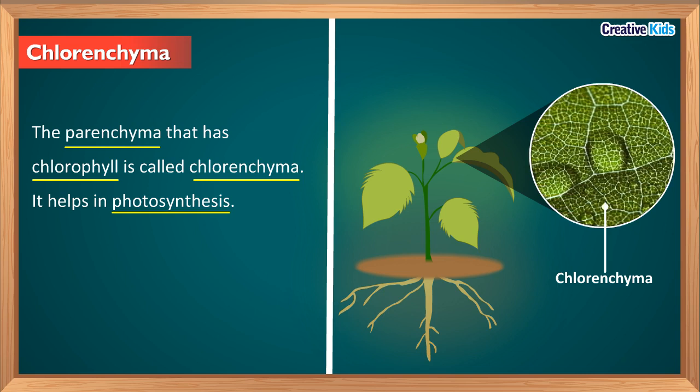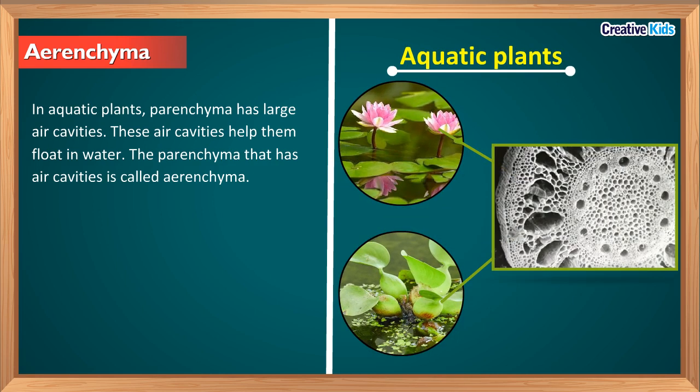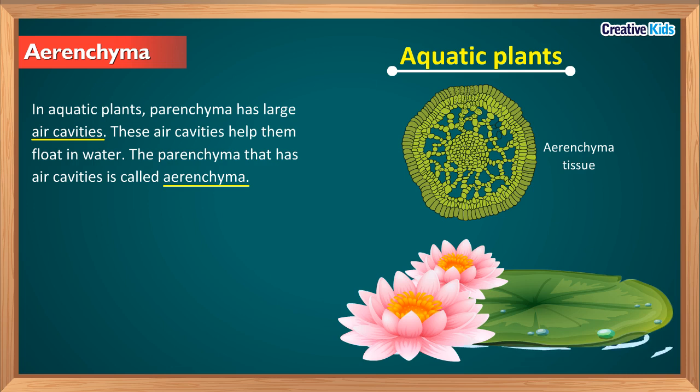It helps in photosynthesis. Aquatic plants are plants that are found in water, that grow in water, like lotus and water hyacinth. In the parenchyma tissue of these aquatic plants, there are large air cavities. Such tissues are called aerenchyma tissue. These aerenchyma tissues help the aquatic plants float in water. So, in aquatic plants, parenchyma has large air cavities. These air cavities help them float in water. The parenchyma that has air cavities is called aerenchyma.